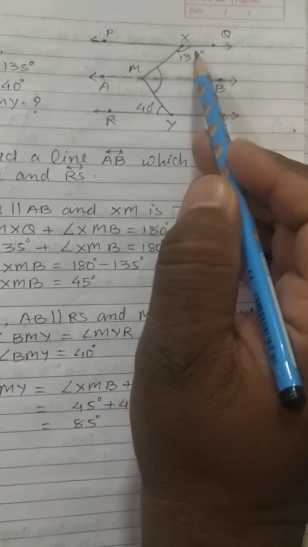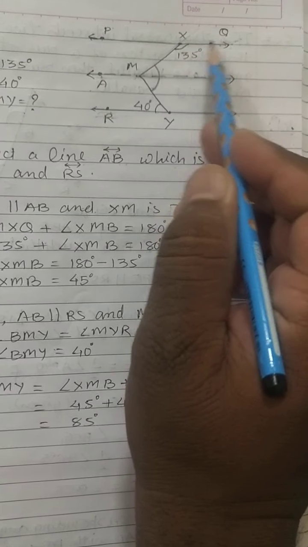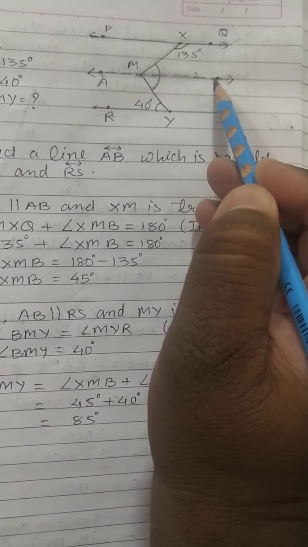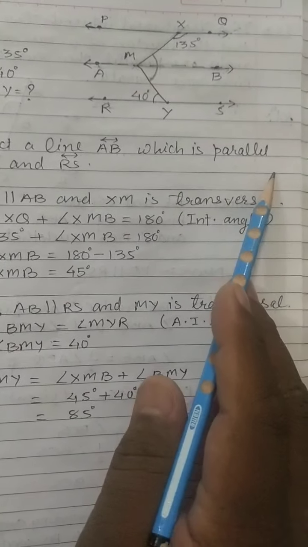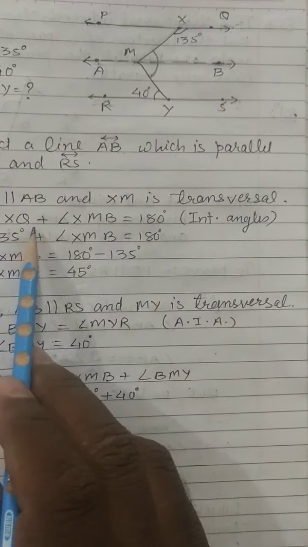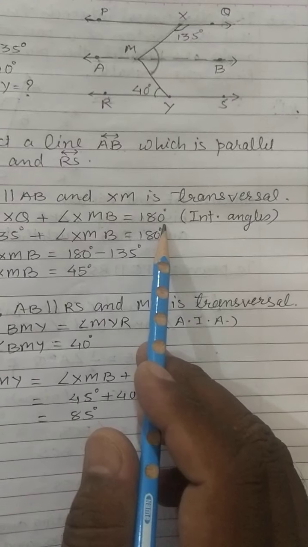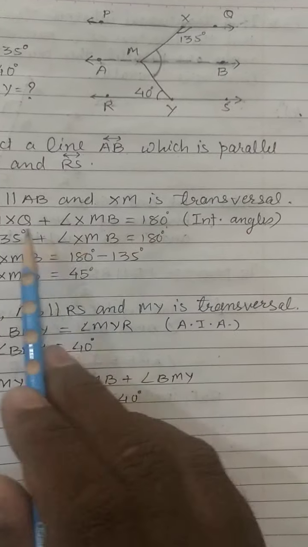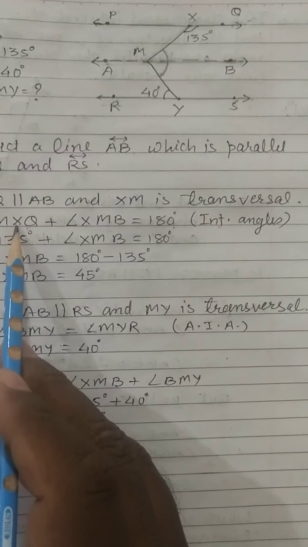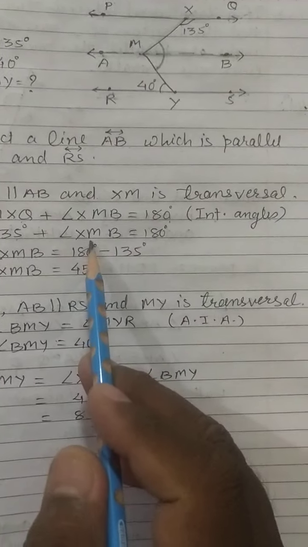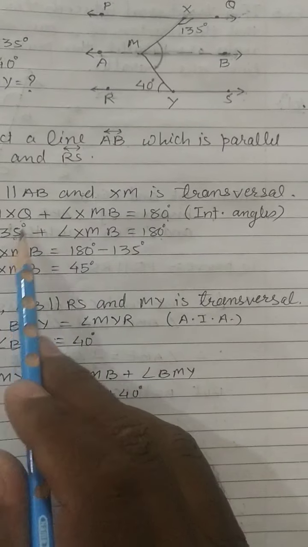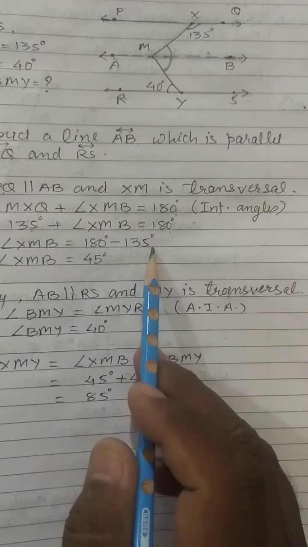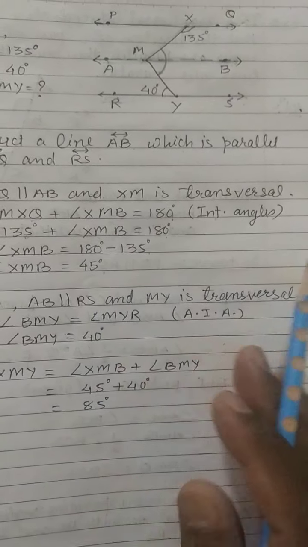So we can say angle MXQ and angle XMB are interior angles. MXQ plus XMB is equal to 180 degrees, because interior angles are supplementary, meaning their sum is 180. So MXQ is 135, which is given to us, plus XMB is equal to 180. Sending this 135 to the other side, XMB is equal to 180 minus 135, that is 45 degrees.